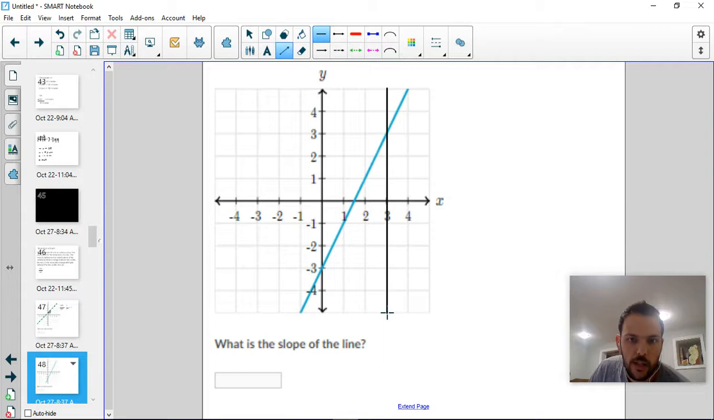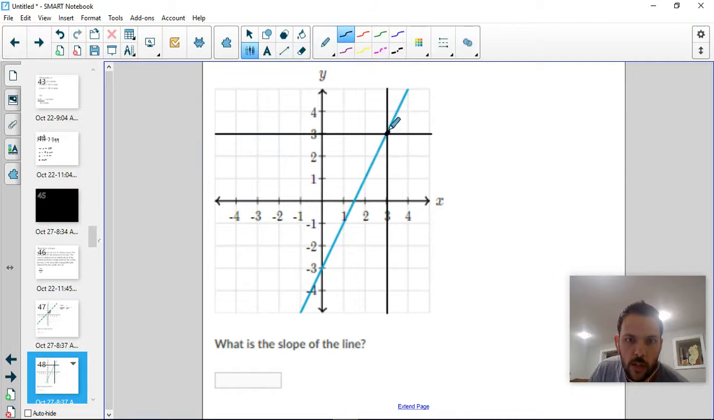Okay, it's got to go through one of these vertical lines and through one of these horizontal lines. So this blue line here, our line that we're finding the slope of, goes through a horizontal line and a vertical line. So I could use this point right here.